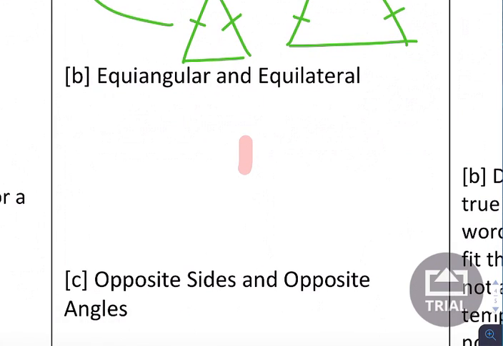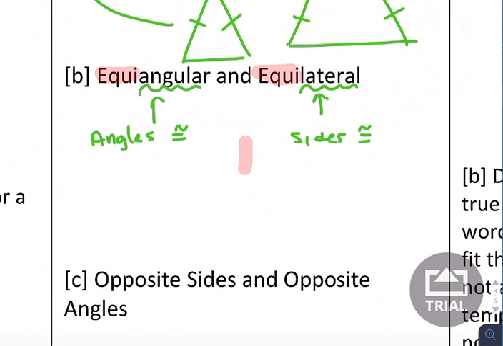Equiangular and equilateral. So equa is like the key phrase here. Equa means equal. And so here we have angular and here we have lateral, meaning sides or walls. And so equiangular just means all the angles are congruent, and equilateral means sides are congruent.